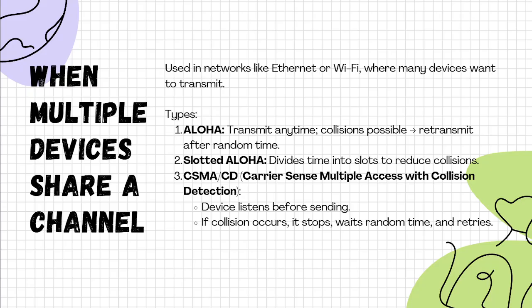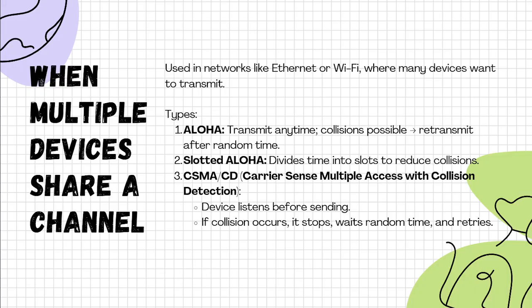The most popular one today is CSMA/CD, which stands for Carrier Sense Multiple Access with Collision Detection, used in Ethernet. Here, each device listens to the channel before sending the data, and if a collision happens, they stop.